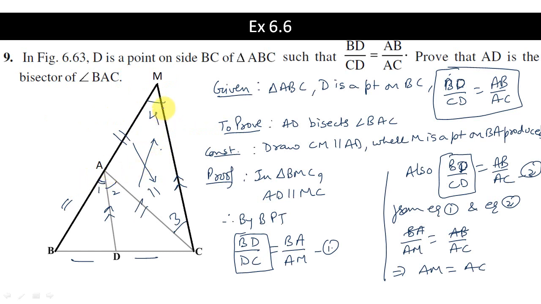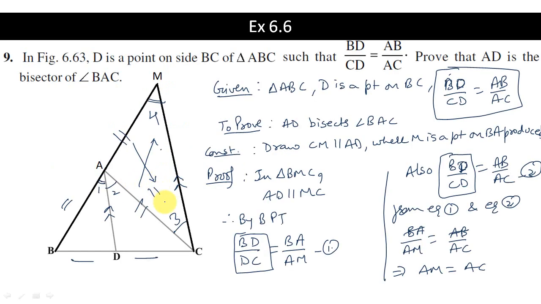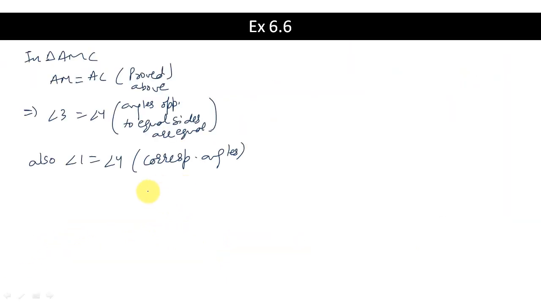Also, angle 1 is equal to angle 4. Since AD is parallel to MC, angle 1 and angle 4 form a pair of corresponding angles. These are corresponding angles. And angle 2 is equal to angle 3, as they are alternate interior angles. These are alternate interior angles.